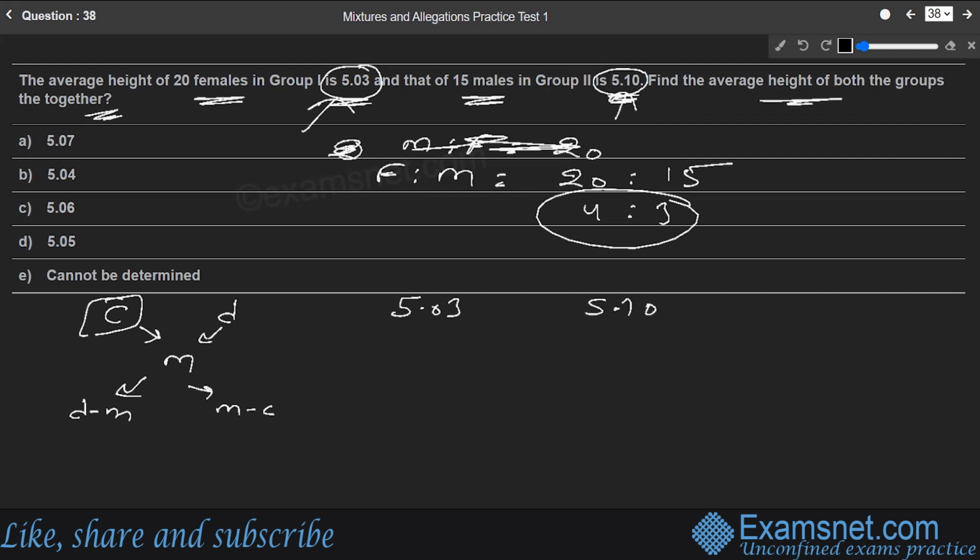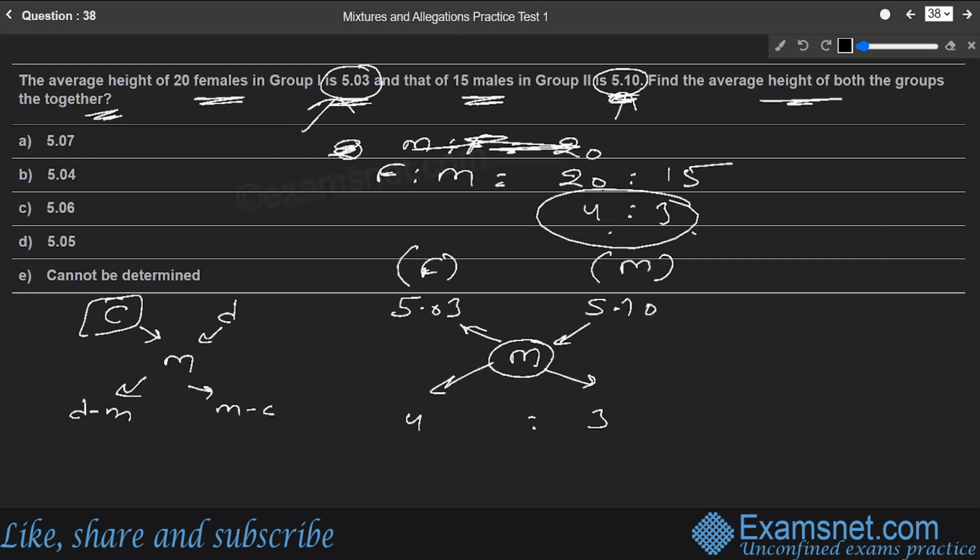And they say the average height of both the groups together is to be found out. So that average is nothing but the mean. That mean is unknown. Let us write that mean as M only. And in what ratio should these males and females be there so that the average height is M, that particular ratio we have already found out. What is that ratio? Female to male is 4 is to 3. This was the female height. This was the male height. Female to male has to be 4 is to 3. We already know their ratio. Now using this, we can find out the M value.